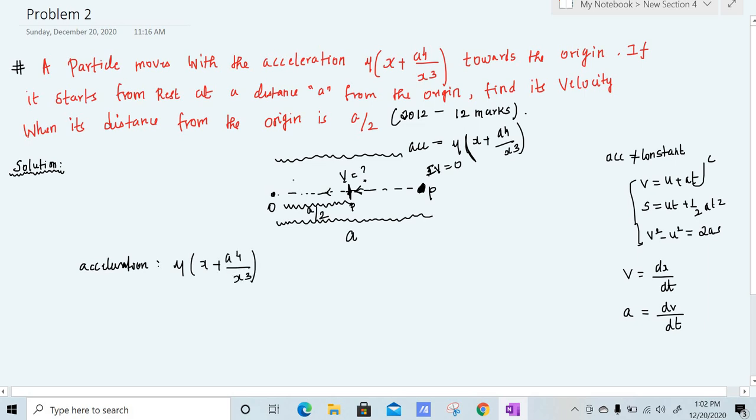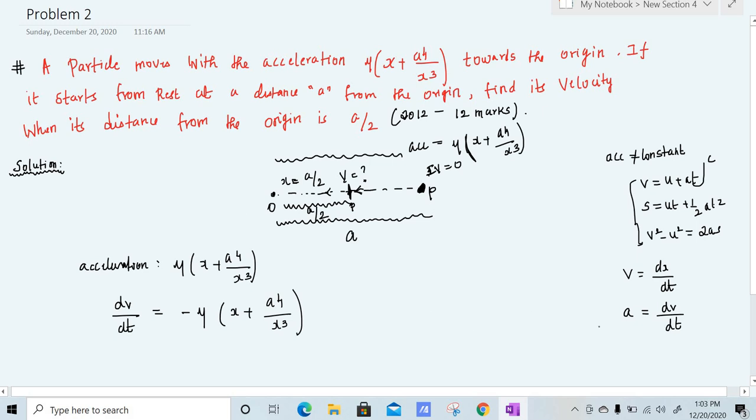What is our aim? When x is equal to a/2, we need to find the velocity at this point, right? Now we know acceleration is dv/dt, the rate of change of velocity. It is negative because it is moving towards the origin, so it will be −μ(x + a⁴/x³). I already explained why you should put a minus when a particle is moving towards the origin.